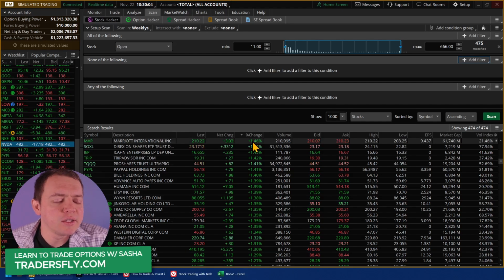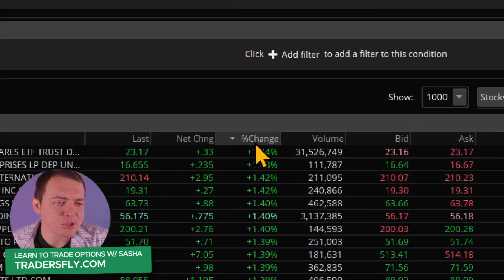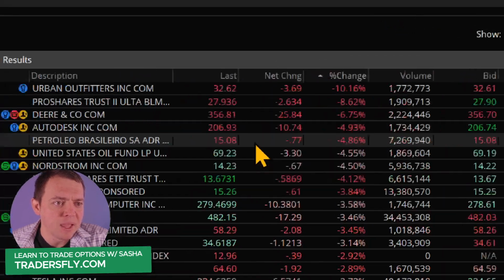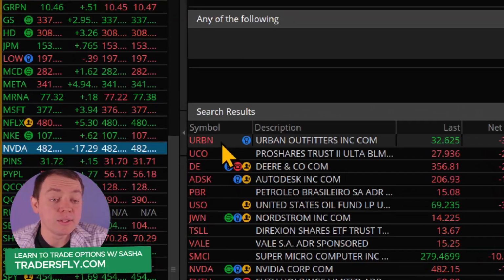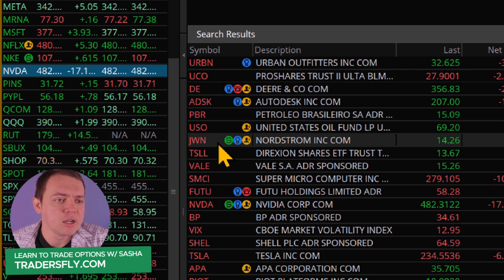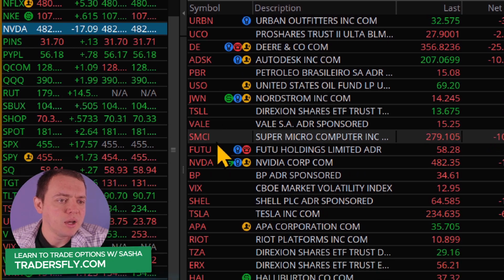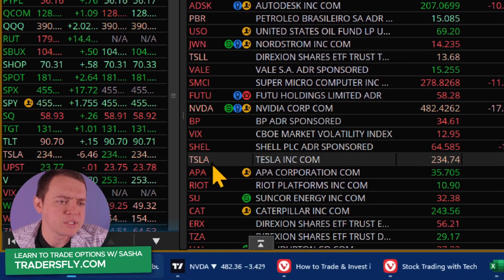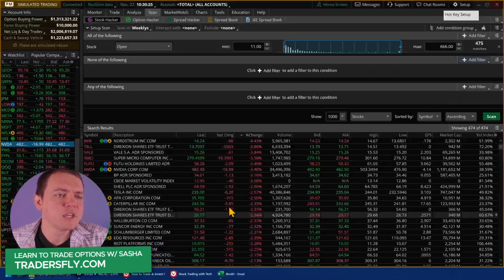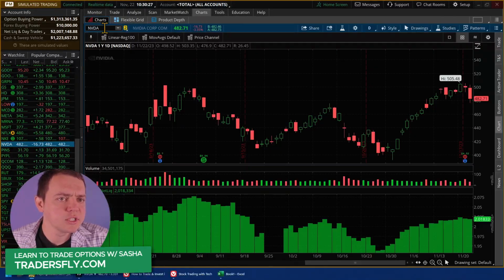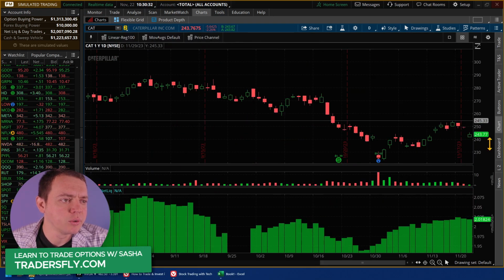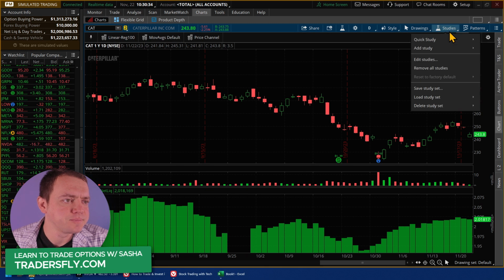So if you're trying to find non-correlated assets, what you could do is sort the percent change the opposite way, and you can see things that are moving down on today's up market: Urban, Deere, Autodesk, JWM, Nordstrom, Nvidia. It's a little bit of an outlier. Even Tesla is a little bit of an outlier. Caterpillar. So when you start looking at things like this, it's like, ooh, actually, I may want to check out Caterpillar. This one is moving down.